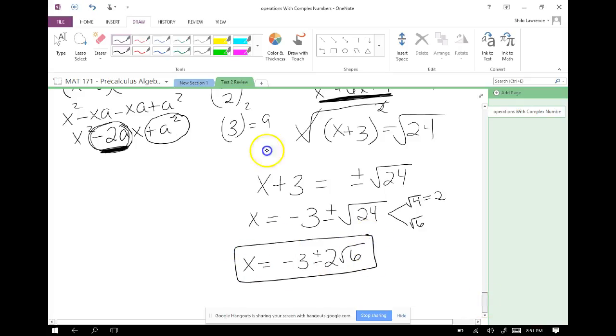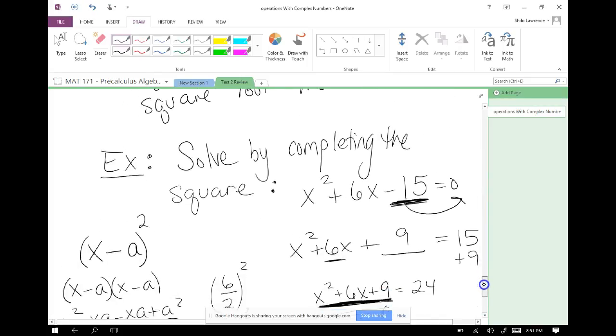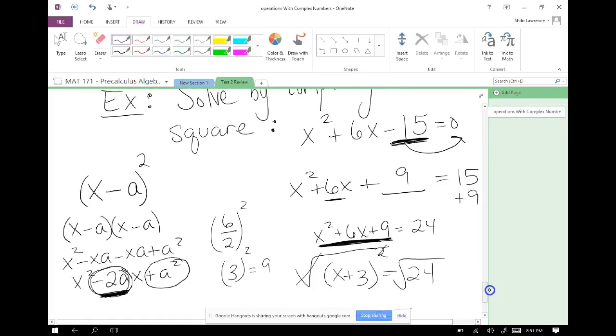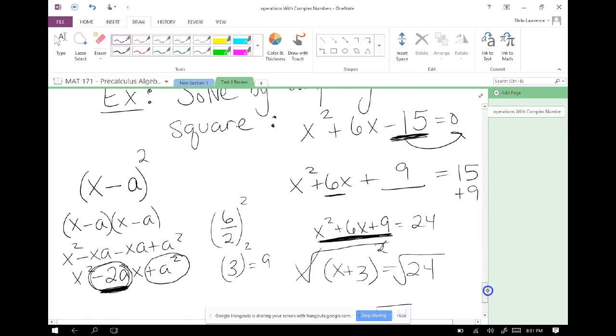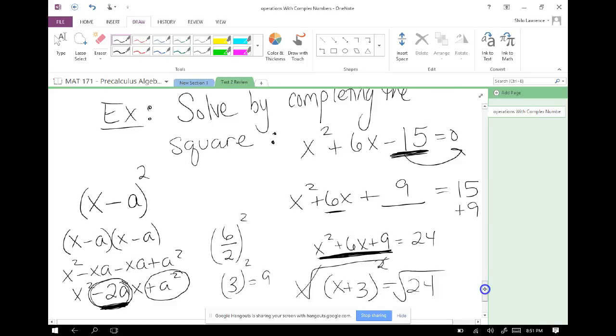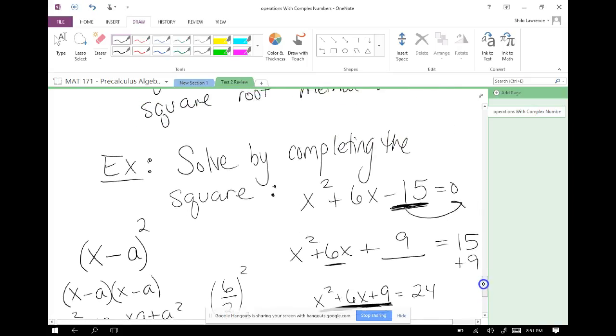So that took a long time. And if you try to do complete the square in your test, it's going to take a long time. And this was actually one of the easier problems. So if you get a much harder quadratic equation to solve, it's going to take even longer. I do not suggest you do complete the square on your test.